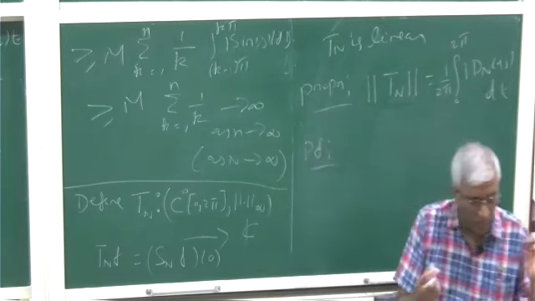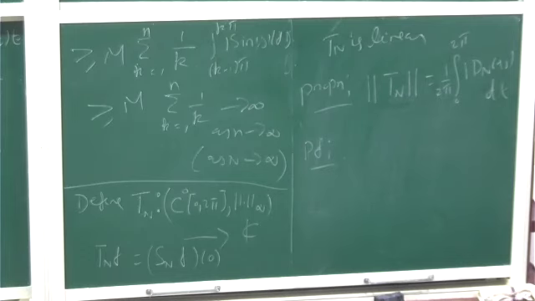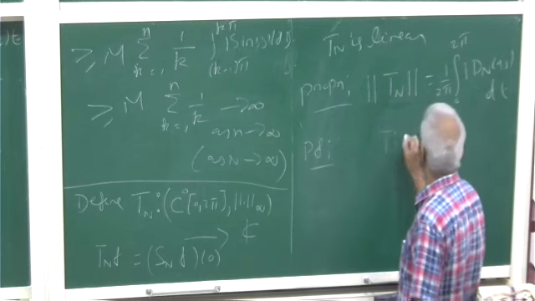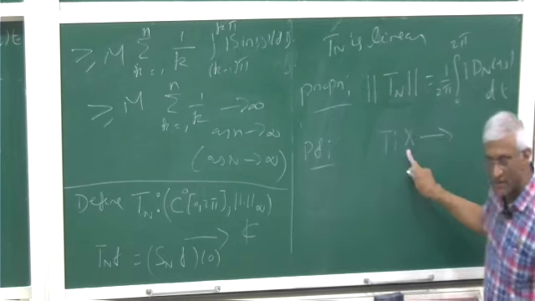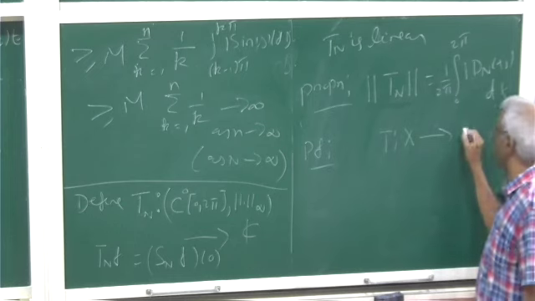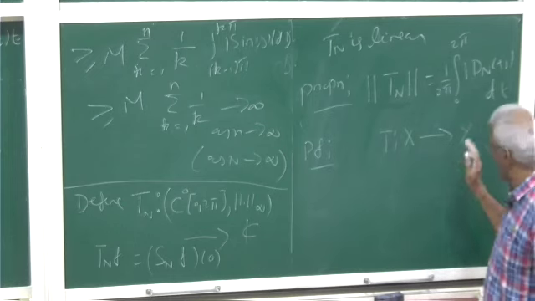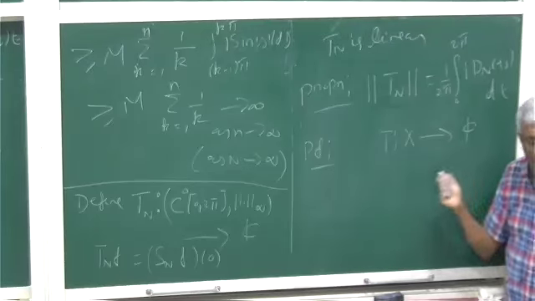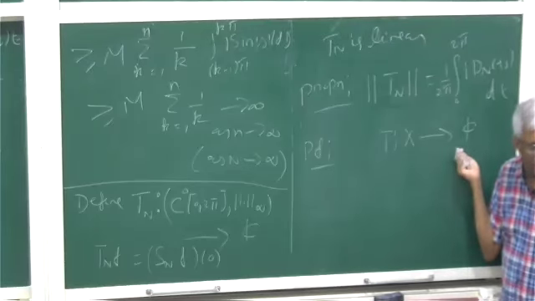So how do you compute the norm of a linear operator? If you have a linear operator from some normed space X to some other normed space Y, whatever, or better, take it as C. You want to compute its norm.